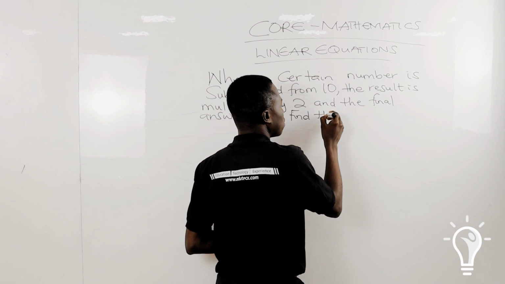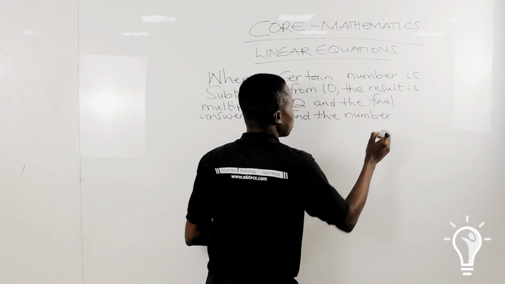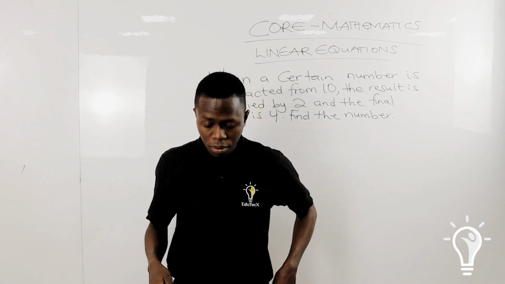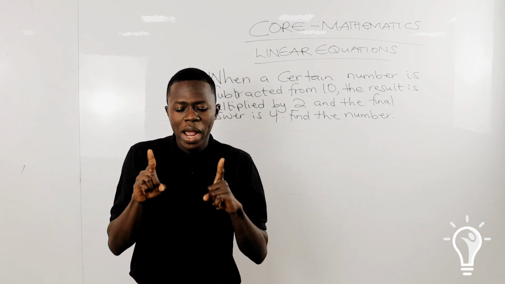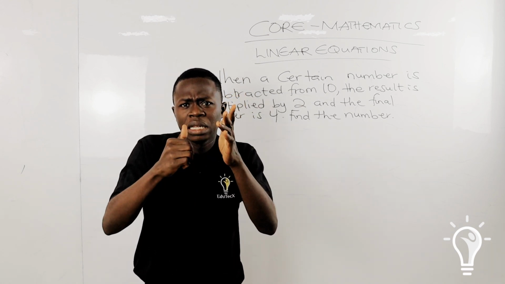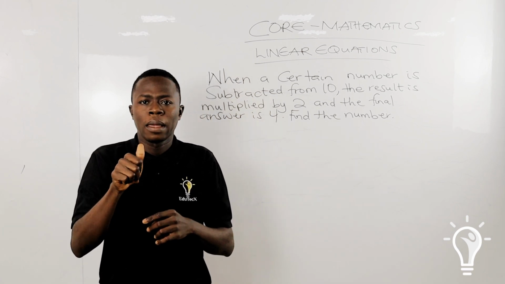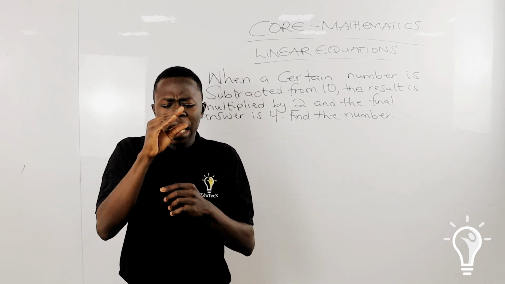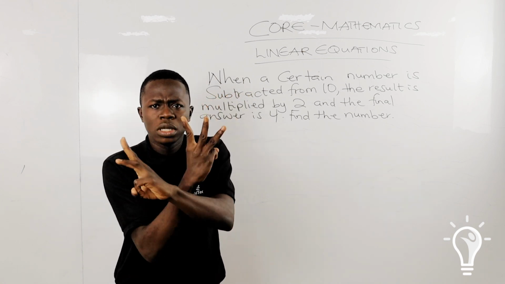Now we have our question on the board. It says, when a number is subtracted from 10, the result is multiplied by 2. And the final answer is 4. Find the number.